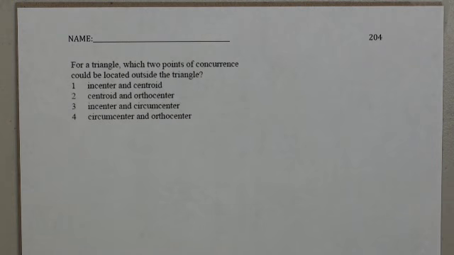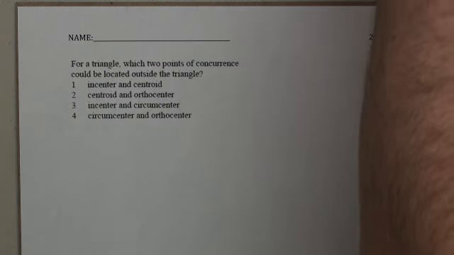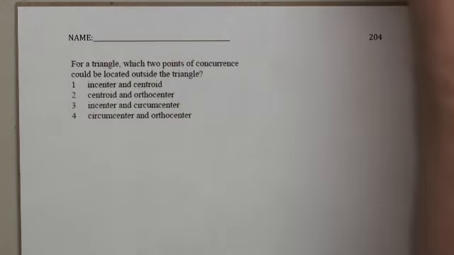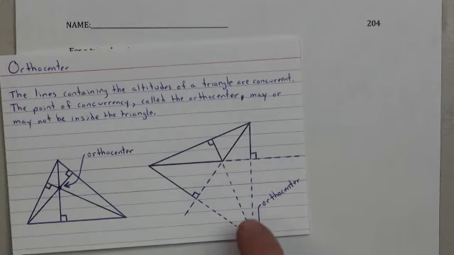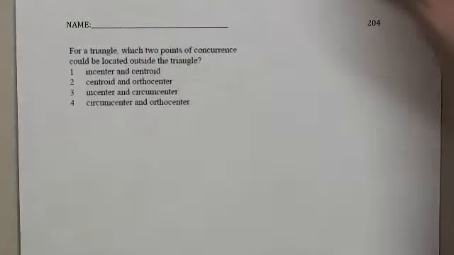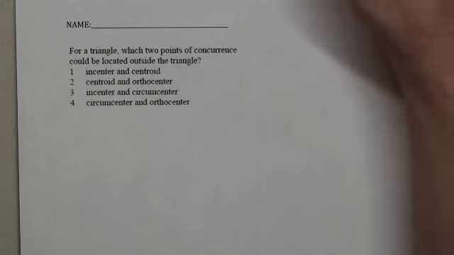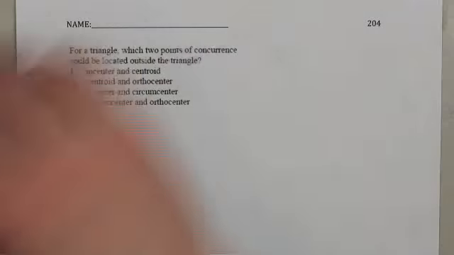For a triangle, which 2 points of concurrence could be located outside the triangle? Alright? Now, we just talked about one of them, right? The orthocenter can be outside of the triangle. And there's another one that we talked about, and it's called the circumcenter.